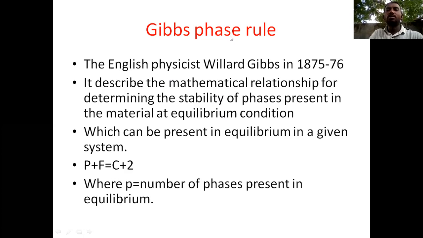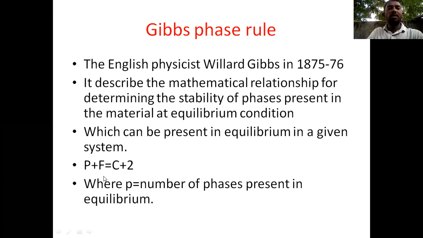Gibbs phase rule is used to find out the phases. Simply, by using the Gibbs phase rule, we find out the phases present in the material at the equilibrium condition. This is what we call the Gibbs phase rule, with the mathematical formula P plus F equals C plus 2.